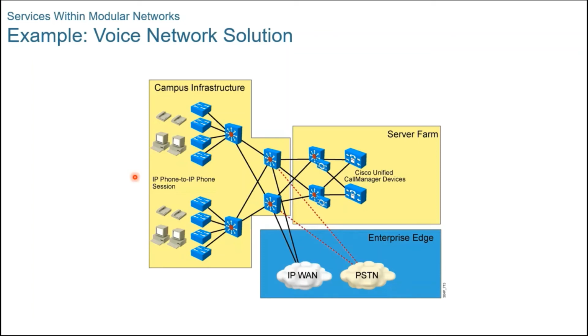Calls between IP phones traverse the building access, the building distribution, and the campus core layers, and of course, the server farm module. Although call setup uses these modules, speech employs only the building access, building distribution, and in some cases, the campus core layers.